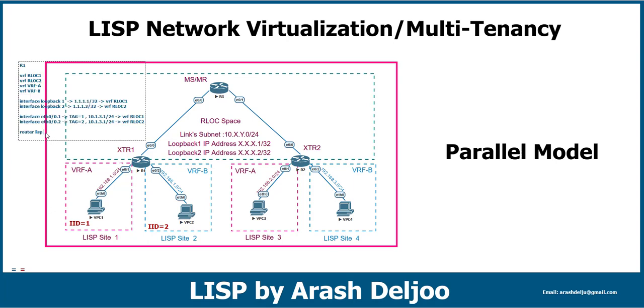For example, I'm going to configure router LISP 1. In router LISP 1, we use the RLOC space, which we call the locator table. The locator table is VRF RLOC1. This means router LISP 1, the first LISP process, is using the RLOC space of VRF RLOC1.